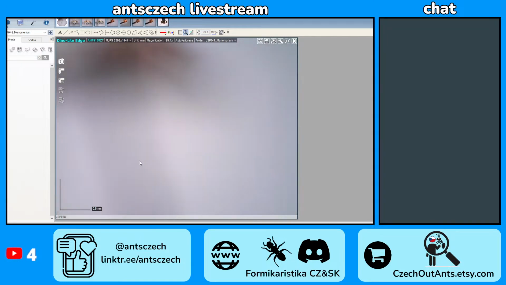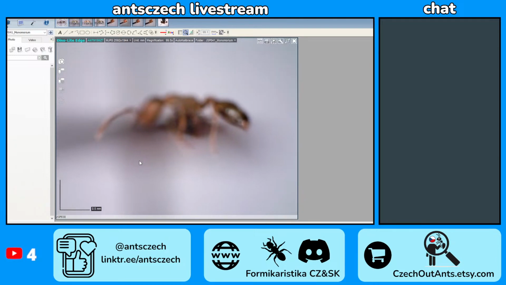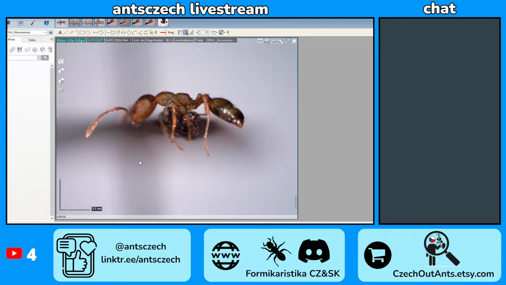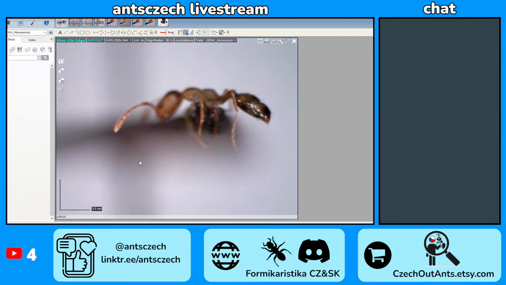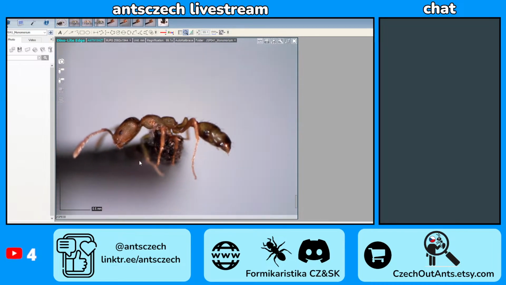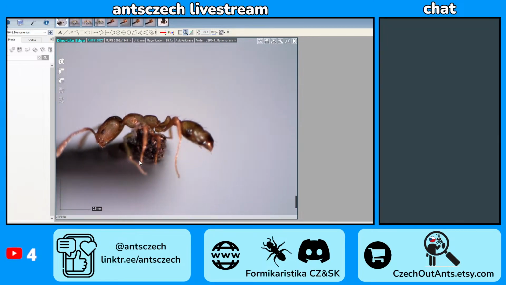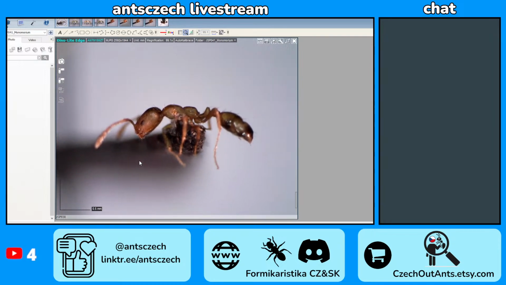Yeah, that reminds me, I need to check on this Ponerain. If it's Ponera or Hypoponera. So we will be checking the petiole. Yeah, it's always a pain because sometimes the legs are just in the way and... And would you look at that? There are legs in the way.